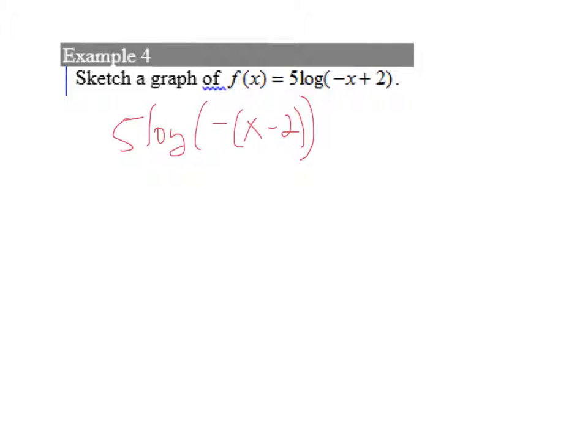So I'm going to shift it right 2. So instead of the vertical asymptote happening at x equals 0, it's happening over here at x equals 2. I know there's a stretch, but it's not been shifted up or down.